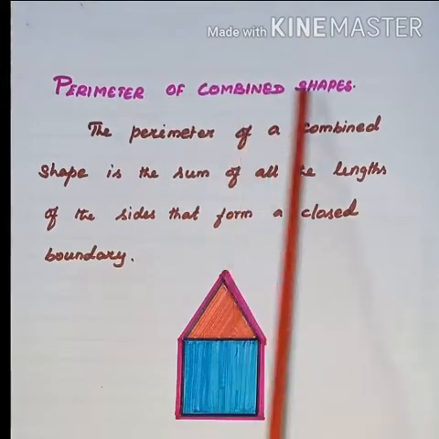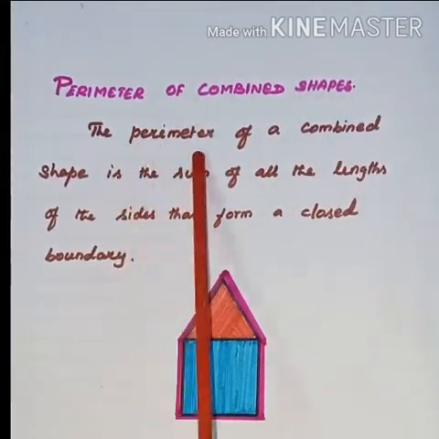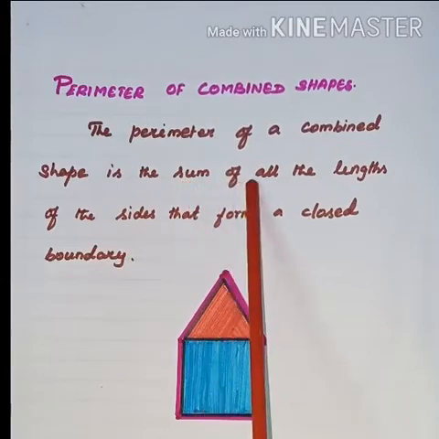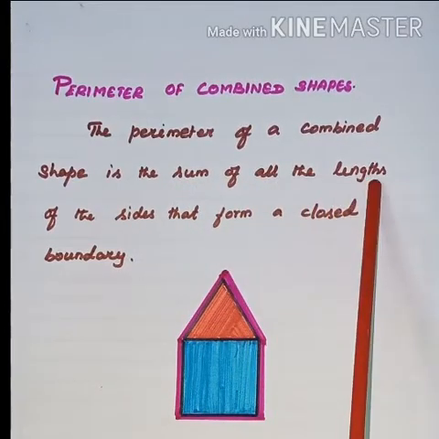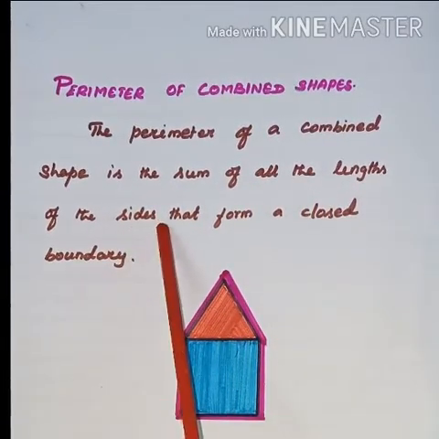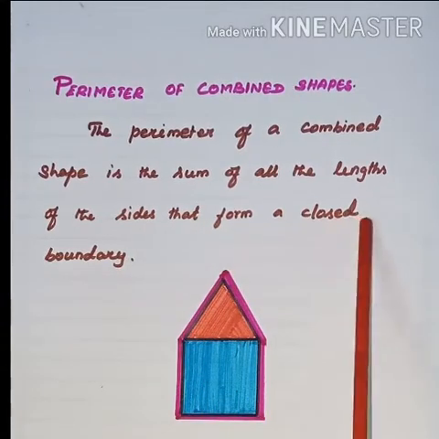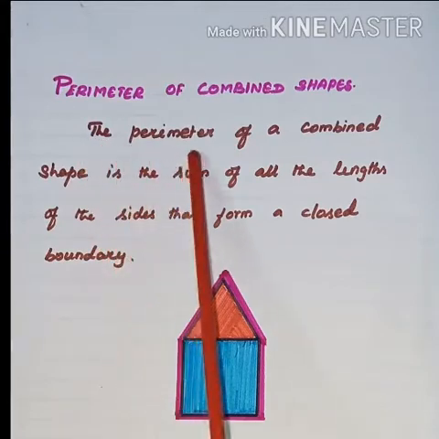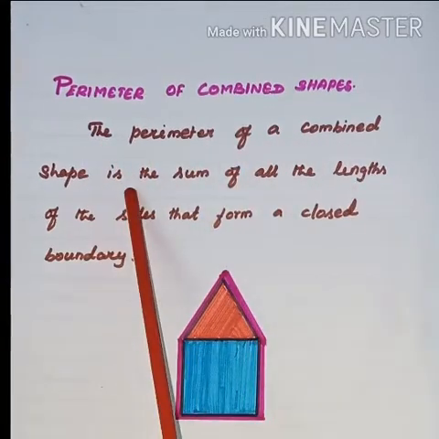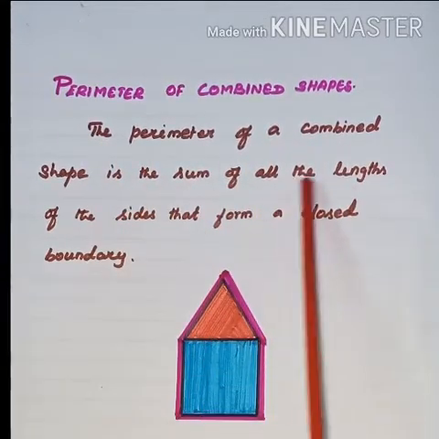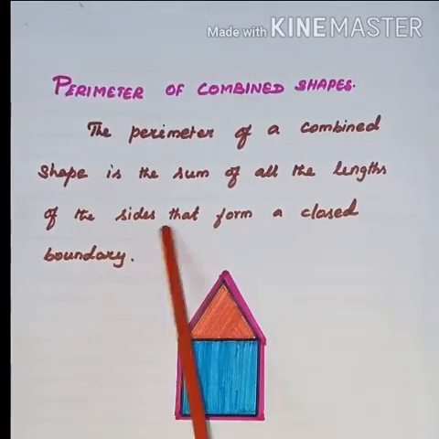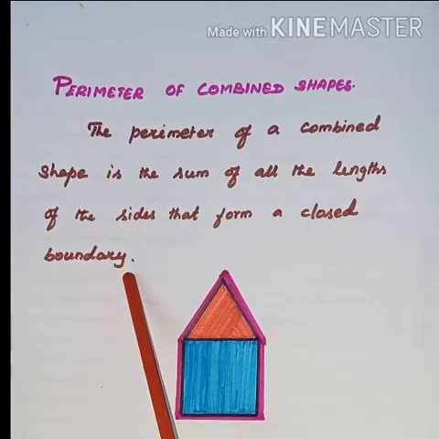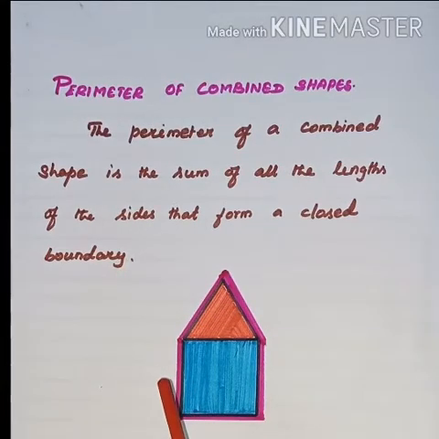Perimeter of combined shapes. The perimeter of a combined shape is the sum of all the lengths of the sides that form a closed boundary. Let us see one example.